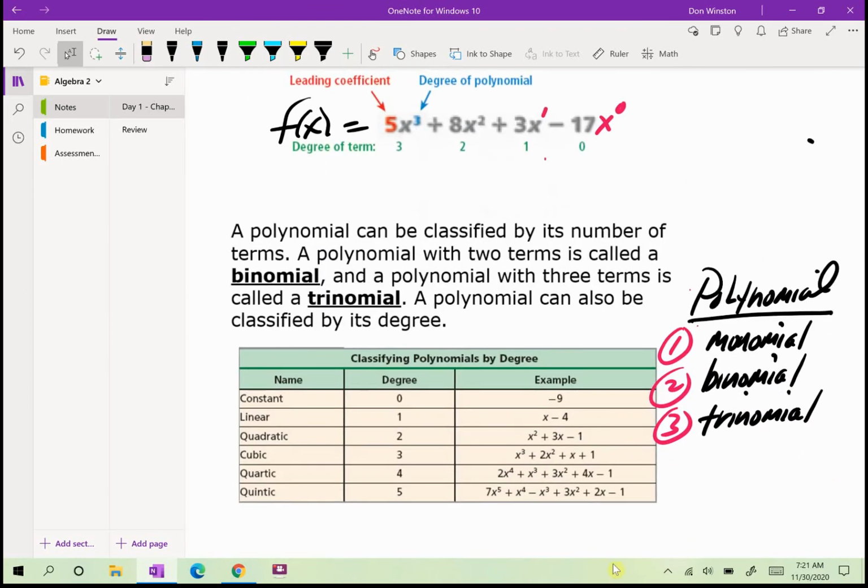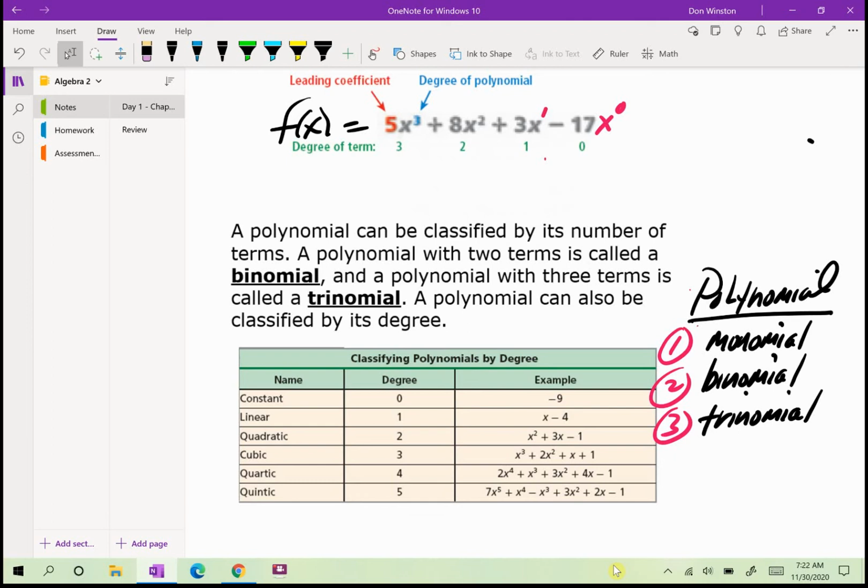Now, what's a polynomial? Well, a polynomial is just a collection of terms separated by plus or minus. So a monomial is a polynomial, one term. A binomial is a polynomial. A trinomial is a polynomial. Now, any polynomial with more than just 3 terms, we just say it's a polynomial.